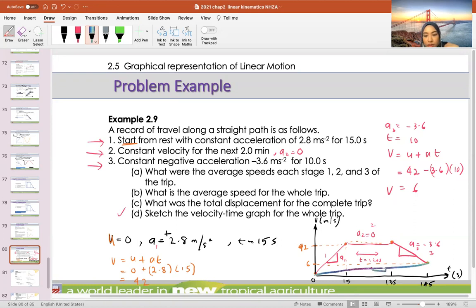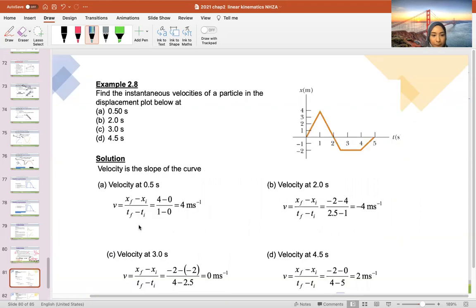They want to know, it's asking for average speed, bukan. So divided by 2 je lah. Final plus initial divided by 2 will give you the average speed. Or just use linear kinematic. What was the total displacement for the complete trip? Use S. Okay, so let's see.